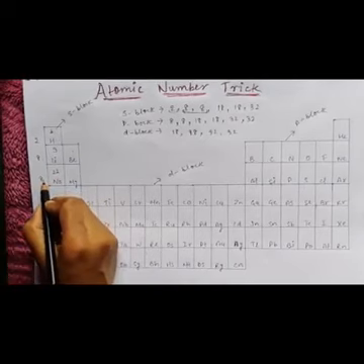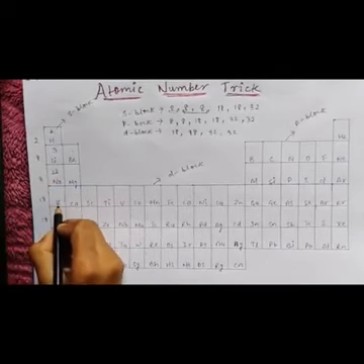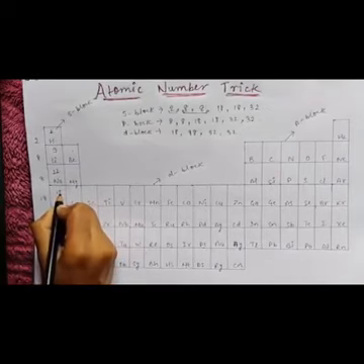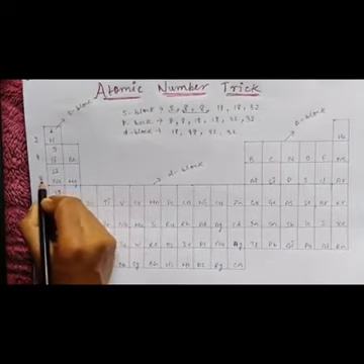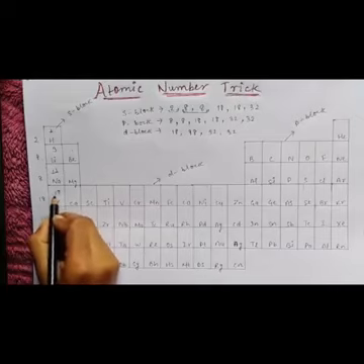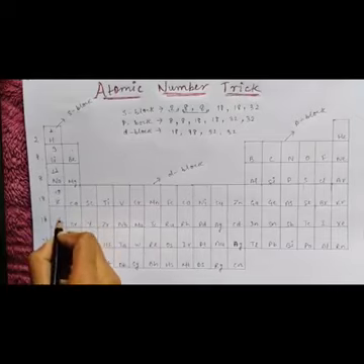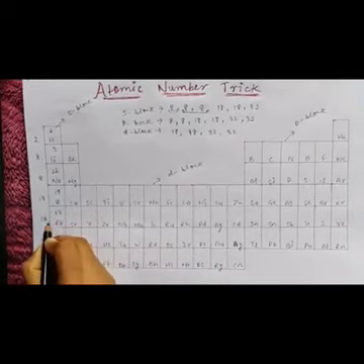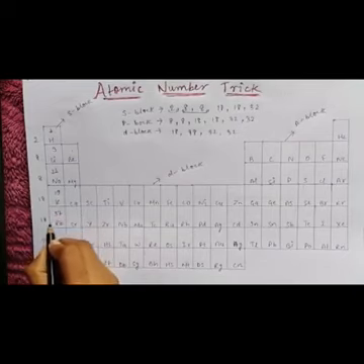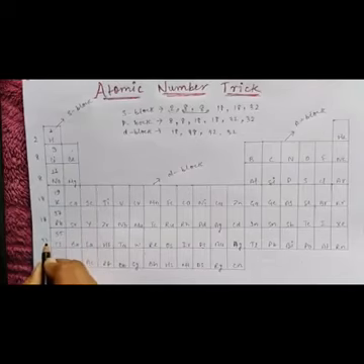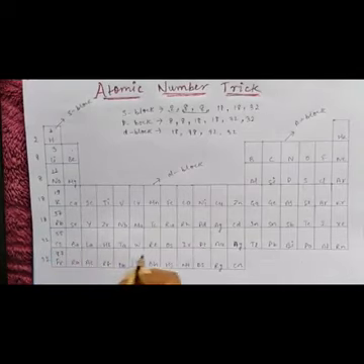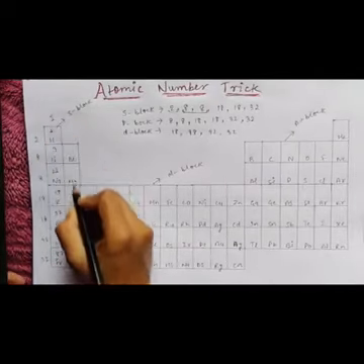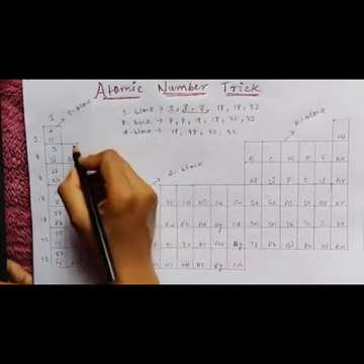11 plus 8. Potassium's number is 19, because of 11 plus 8. Next, 19 plus 18, how much? 37. Next, 37 plus again 32. So if you want to write, this is the 1A group.